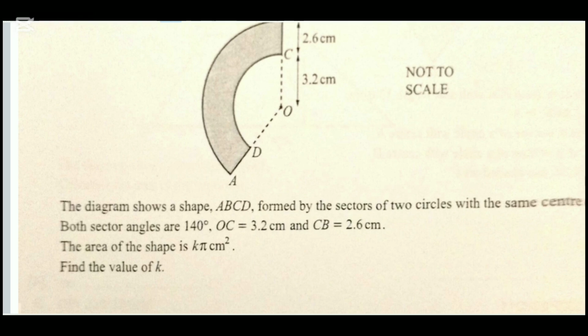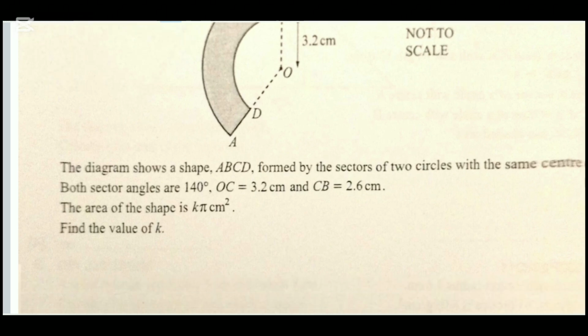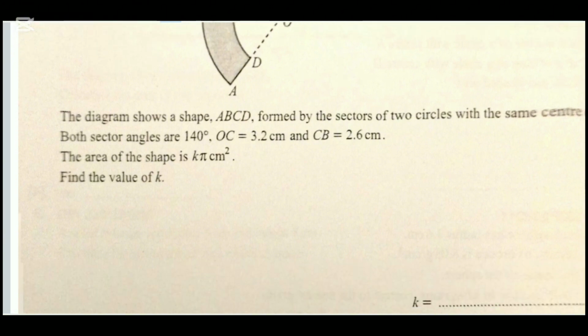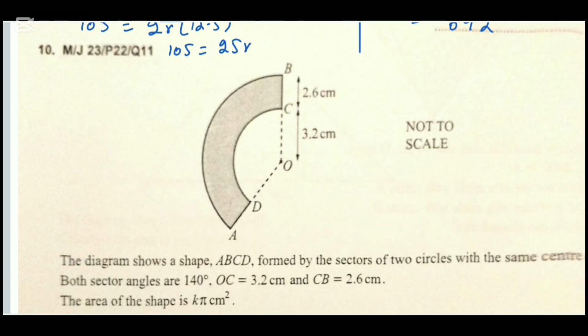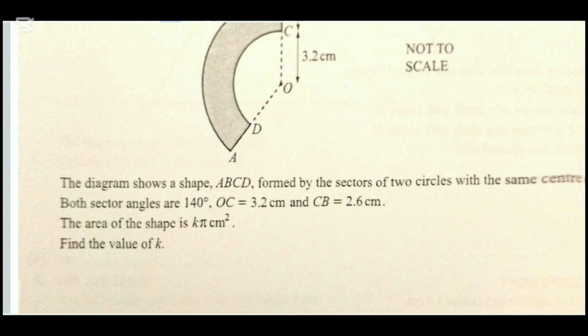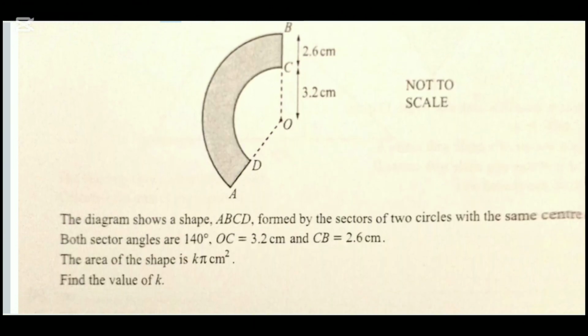The diagram shows a shape ABCD formed by the sectors of two circles with the same centers. Okay, with the same center O. Both sector angles are 140 degree, OC 3.2, CB 2.6. Area of the shape is k pi square centimeter. Find the value of k. So this is also very easy. How you can find the value of k actually.